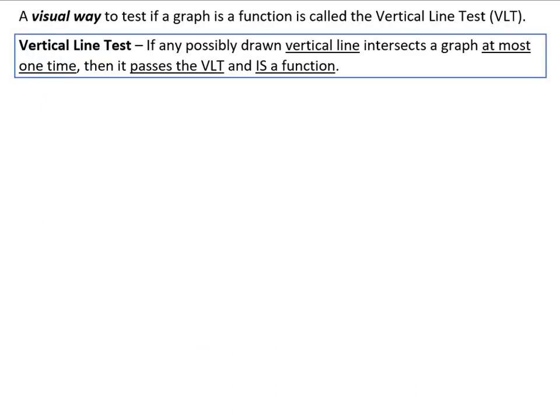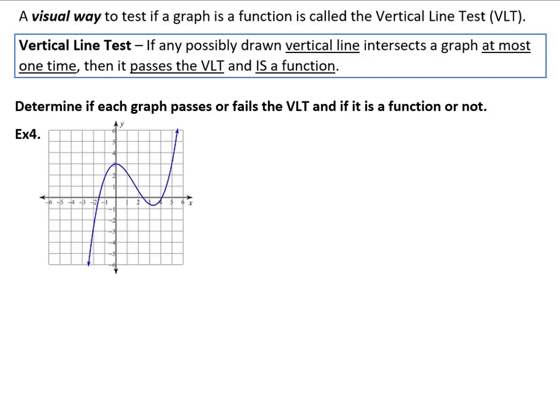Okay, a visual way to test if a graph is a function is called the vertical line test. The vertical line test says if any possibly drawn vertical line intersects a graph at most one time, so it won't intersect more than once, it'll only intersect once or no times at any value, then we'd say it passes the vertical line test and is a function. For that given x value, where that vertical line would be, it's only touching our graph once. It only has one price, or one output. So let's take a look at some examples here.